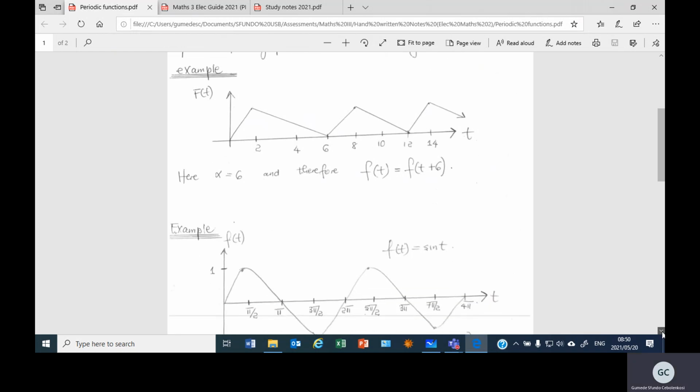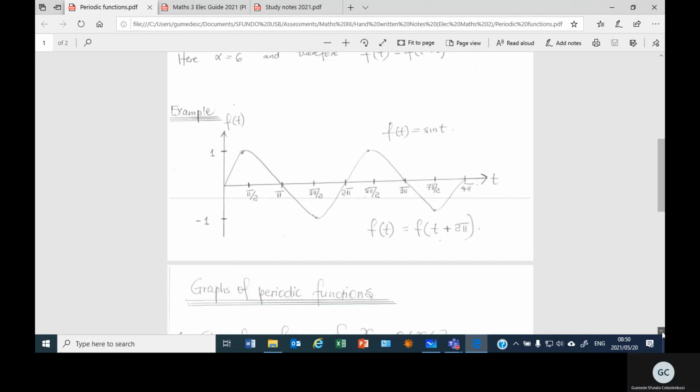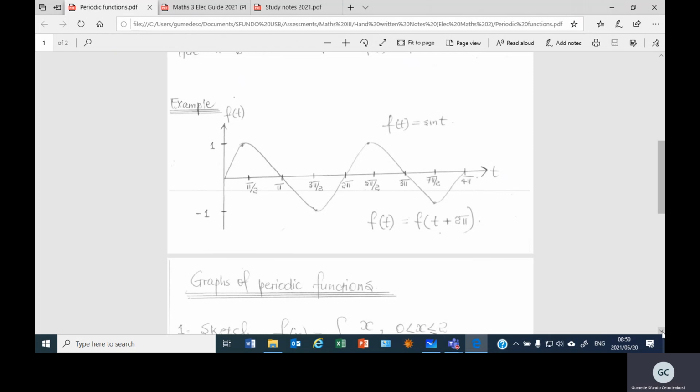If you go to this one, this looks familiar. This should look familiar to you. You sketched this at primary school, if I'm not mistaken. So look at this graph here. It is here at 0. It goes up.